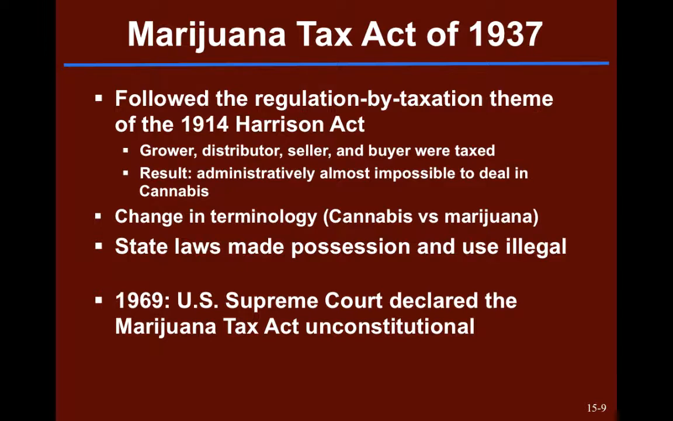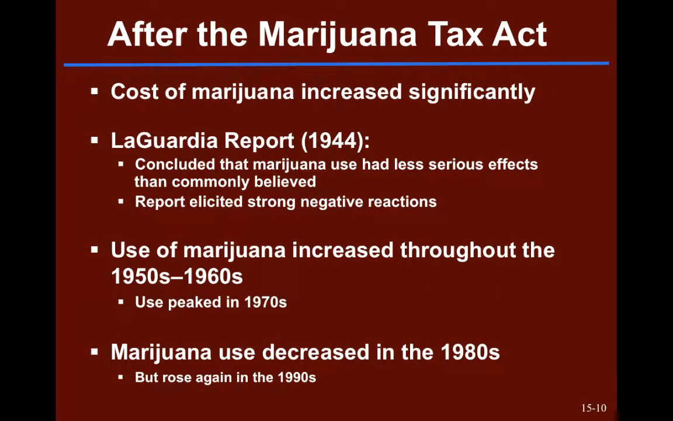And then finally, the Supreme Court actually declared the Marijuana Tax Act unconstitutional in 1969. After the passage of that tax act, we also saw the price of marijuana increase significantly, which of course helped to transfer power and financial resources into organized crime.